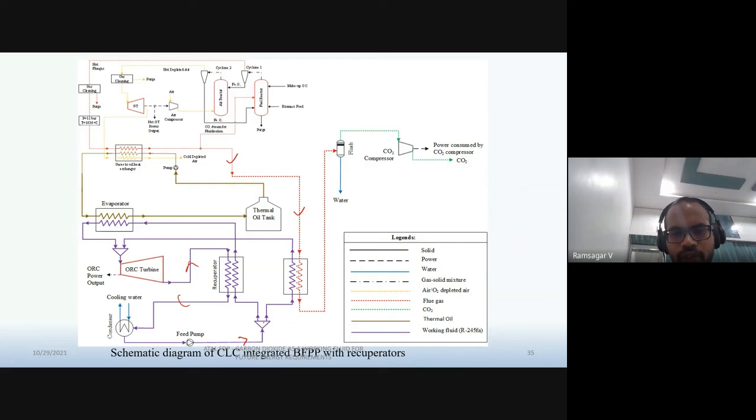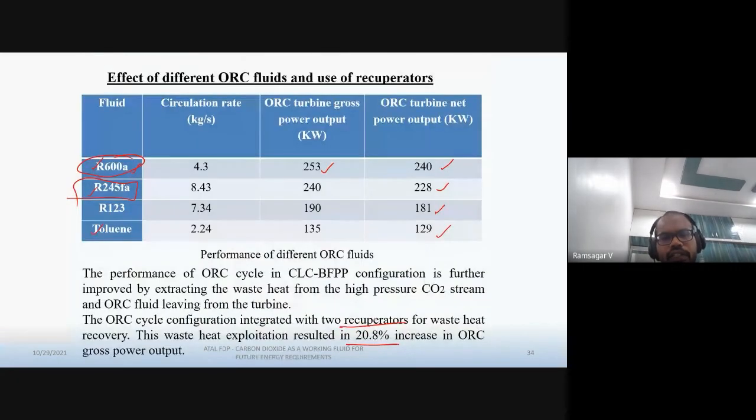So for that, what we did, the ORC fluid coming out at high pressure from the pump is divided into two streams. One is used to extract waste heat from the CO2 stream, and one is used to extract waste heat from the ORC fluid coming out from the turbine. This fluid is again directly sent to the evaporator. The stream which is used to extract energy from CO2 reaches the operating temperature required at the inlet of the ORC turbine. Hence these two are mixed here and directly sent to the ORC turbine. So this configuration resulted in a significant increase in overall efficiency, from 18.7 to 20.8.